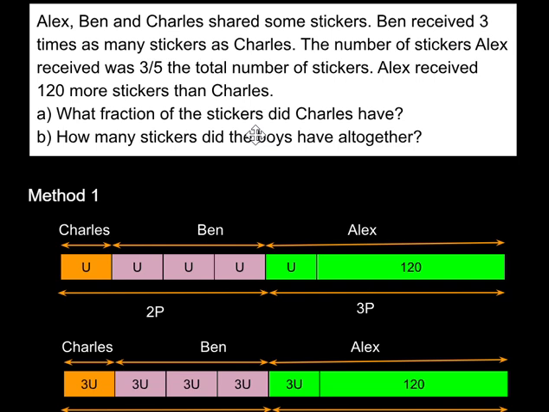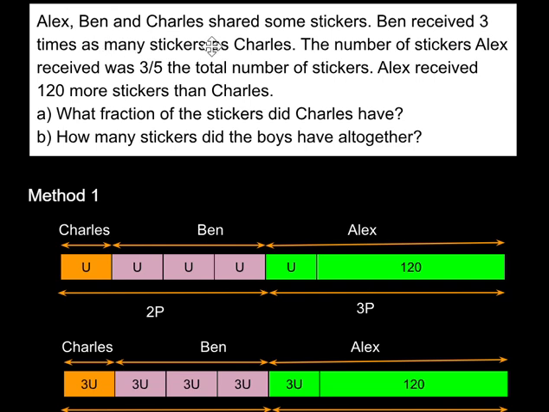A. What fraction of stickers did Charles have? B. How many stickers did the boys have altogether? Okay, I'm going to solve this using 2 methods. The first method, I'm going to show you how to do it using a model, so that for those who need to visualize it, it'll be easier for you to understand.